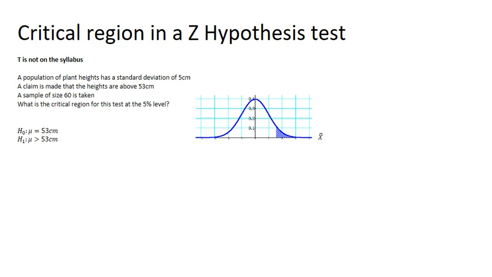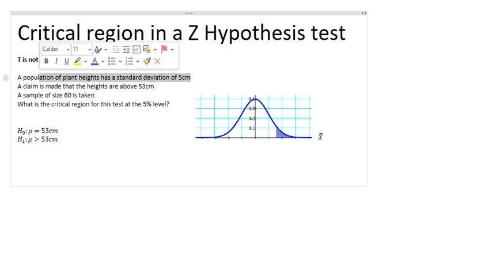So this is how to find the critical region for a Z hypothesis test. Notice that doing the same thing for a T test is not on the syllabus. So they of course tell us the standard deviation of the population, so we know we're in the Z world. A claim is made against the population mean.